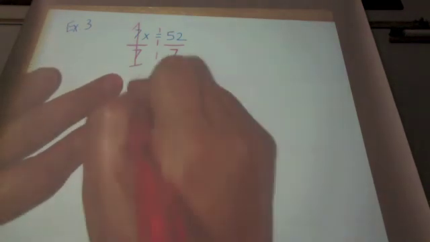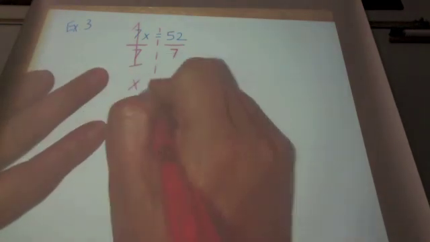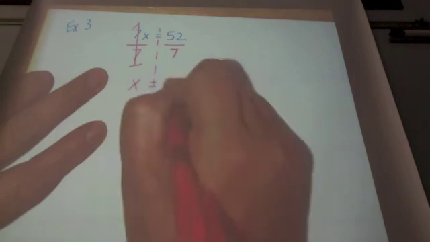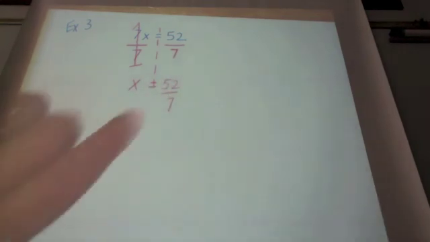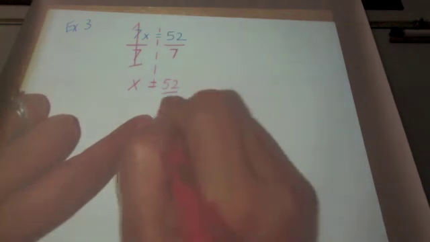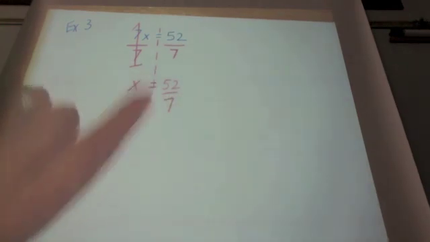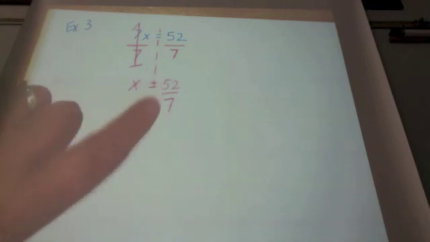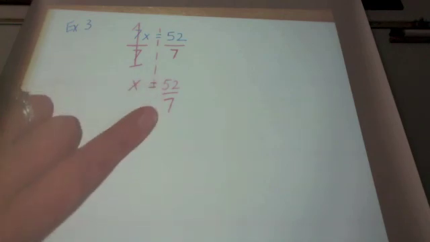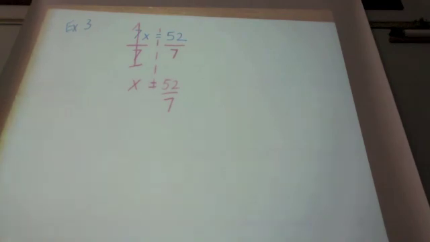We're left with x, or 1x on this side. And on this side we get 52/7. And 7 does not go into 52 evenly, so I'm going to leave it as an improper fraction. I'm okay with that. We can't do any simplifying, so I'm going to leave it as 52/7. And that is solving one-step equations.